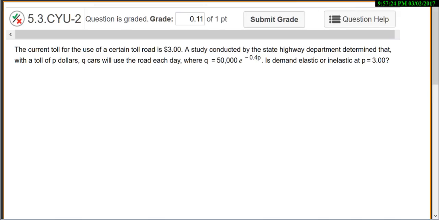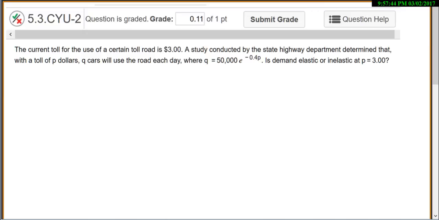So in this problem, it says the current toll for the use of a certain toll road is $3. A study conducted by the State Highway Department determined that with a toll of P dollars, Q cars will use the road each day. So Q equals 50,000 e to the negative 0.4 P. Is the demand elastic or inelastic at P equals 3?